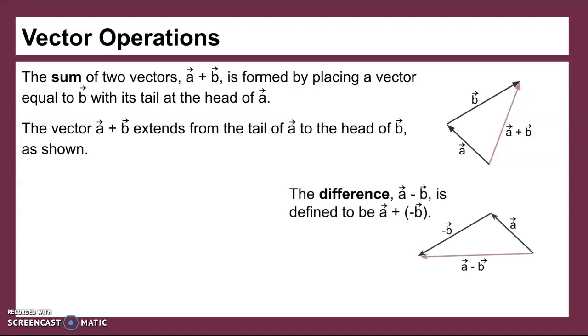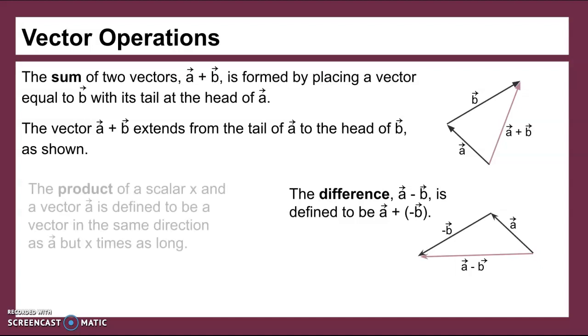The difference, A minus B, is defined to be vector A plus the opposite of vector B. And in this picture, you can see vector A has the same direction and length in both the sum and the difference diagrams, but vector B, while it has the same magnitude, is going in an opposite direction. And so the vector A minus the vector B is a different vector. It has a different length and a different magnitude than the sum.